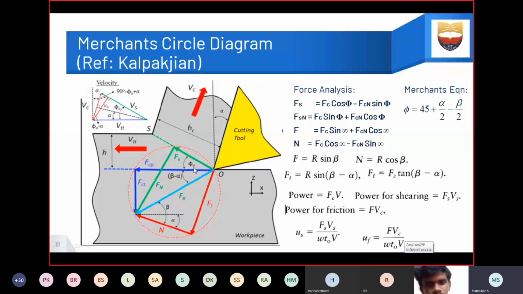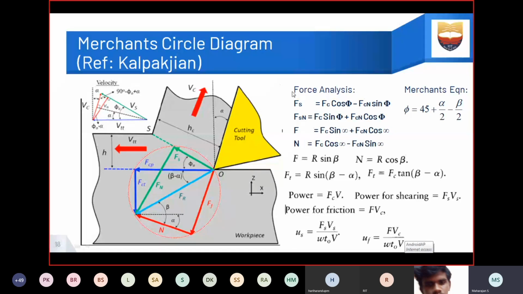After that, we should know the rake angle and the shear angle. How can we find the shear angle? The shear angle can be calculated if you know the chip thickness ratio. The formula you know very well: tan phi equals r cos alpha divided by 1 minus r sin alpha. Using this equation, you can find the shear angle. After that, you can draw the line. When I discuss the problem, I will explain how we can find the other forces.